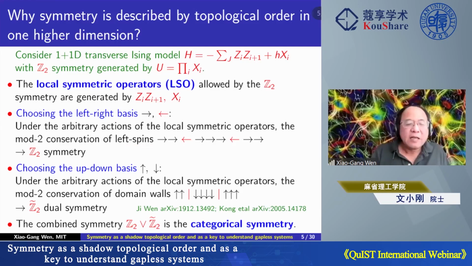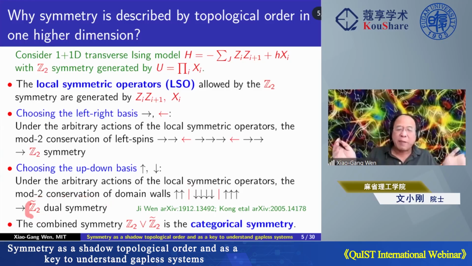Okay. And actually there's another conservation law. We can choose the up and down basis and consider domain walls between up and down. Again, under this operation, we can only create a pair of domain walls or move domain walls around, but we cannot create a single domain wall. So again, the domain wall also has a Z2 conservation. The first Z2 conservation we call the Z2 symmetry, and the second Z2 conservation we call the Z2 dual symmetry.